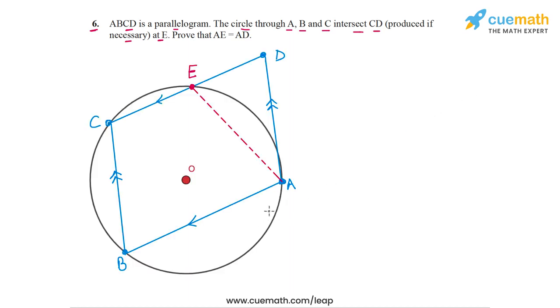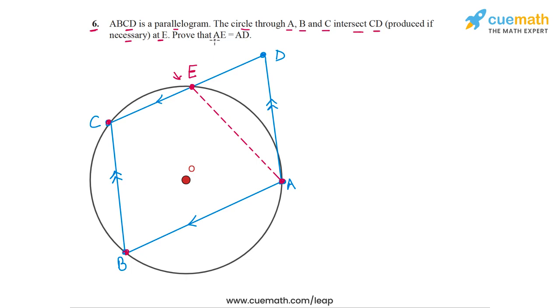So focus on the quadrilateral ABCD. It's a parallelogram with AB parallel to DC and AD parallel to BC. And we have drawn the circle passing through A, B and C. This circle does not pass through D, but it intersects CD at this point E. And we have joined A and E using this dotted line.